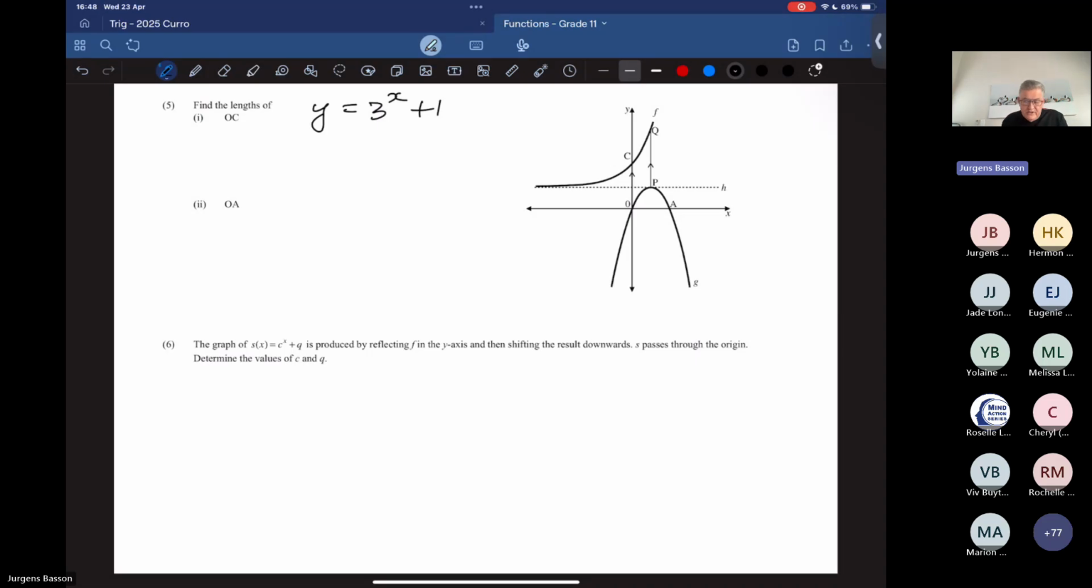I think that is the equation. If you substitute x with naught, you get 3 to the 0 is 1, plus 1 is 2. So that point is at 2. So the coordinates of C will be (0, 2). So that means OC is equal to 2 units.